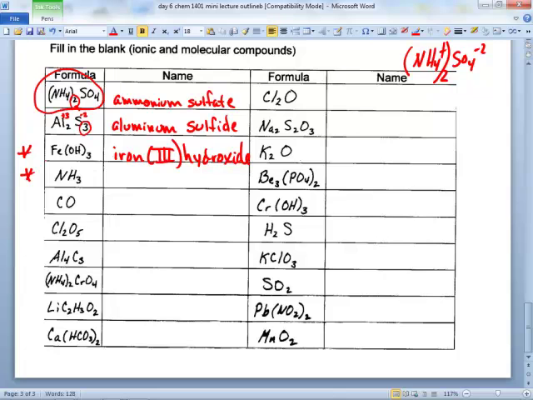Now in lab this week, make sure you bring your cheat sheet because we're going to play Chemical Feud, and your teammates are not going to want you on their team if you don't have a clue. So you might want to bring your cheat sheet.